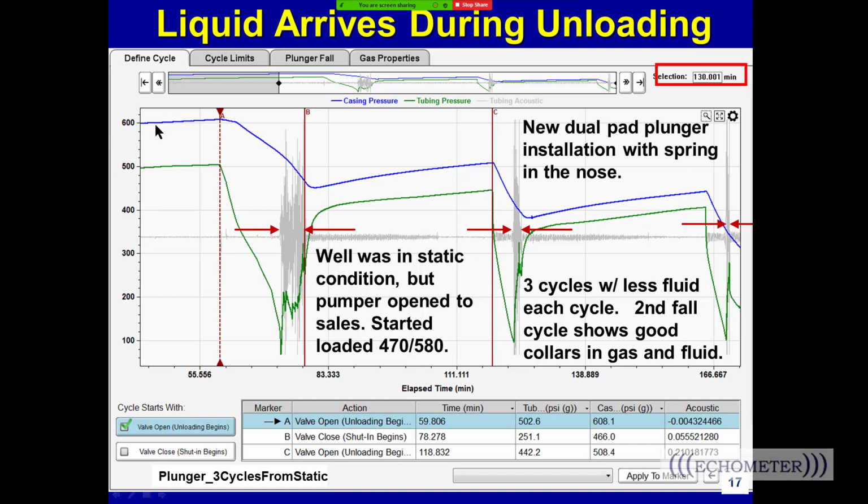So I think about a barrel, it's 100 foot, 250 foot tall, 100 psi. So we just got a barrel of liquid right there. Now, right there at point A, we manually open the well up and we start dropping the pressure, and the plunger and liquid start to arrive, and we start seeing this unloading of the liquid.